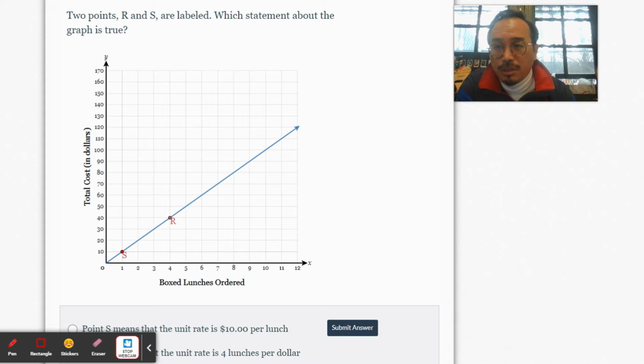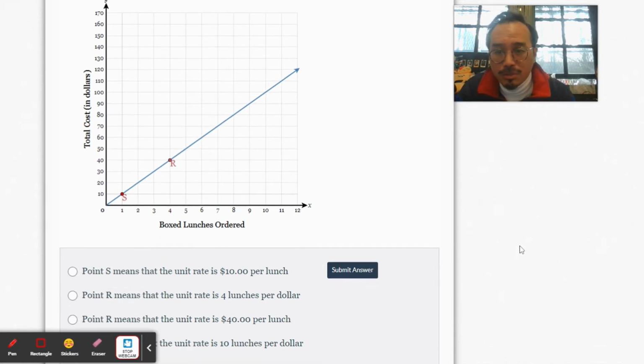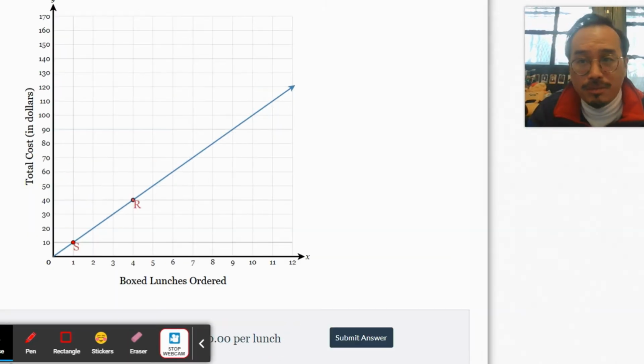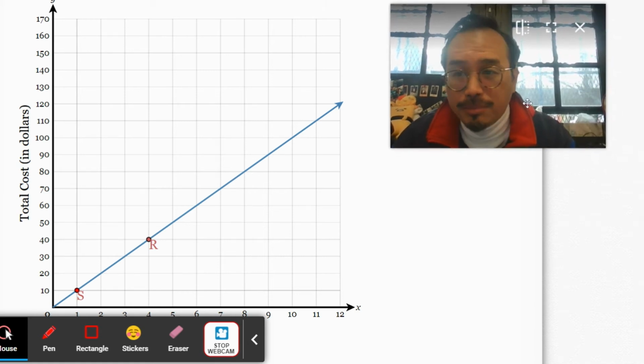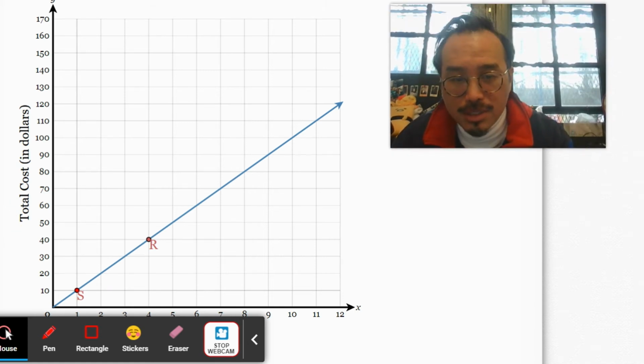Okay. Now, they label the axes for you, right? Boxed lunches ordered and the total cost. Okay, so that's good. Now, in order for you to see this, they just want to know what point R and point S mean. So I'm going to make this a little bit bigger. Hopefully that will work. You can see that. All right, even my face is getting bigger. I don't know if that's a good thing. I hope you can see this by now.